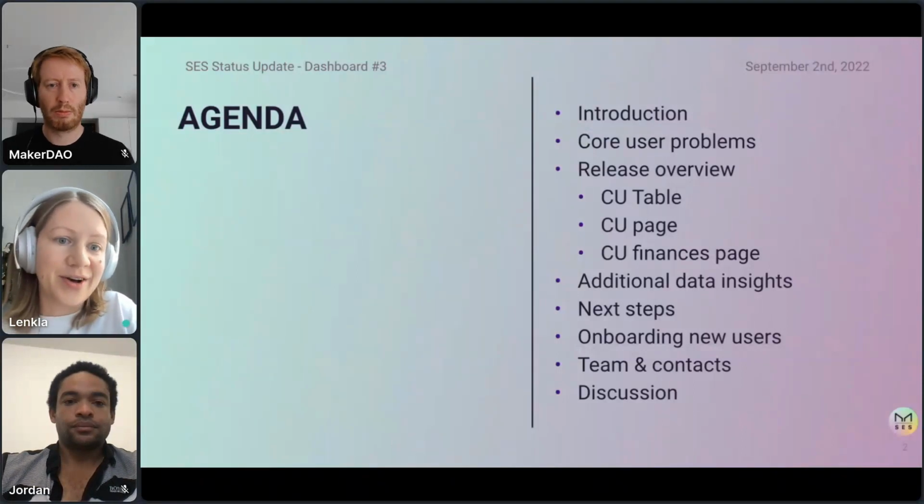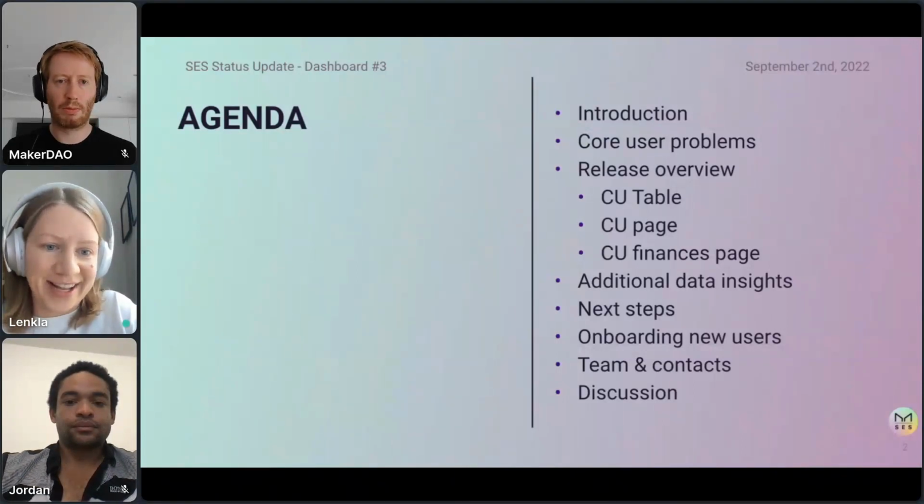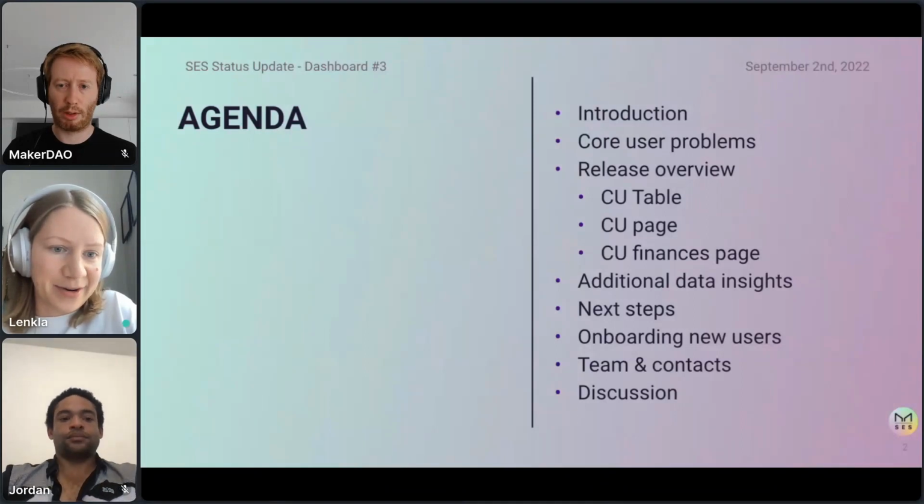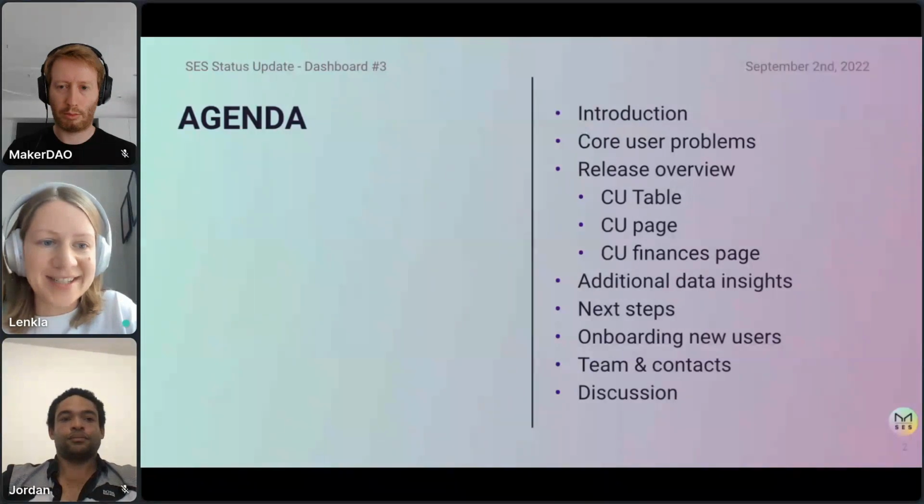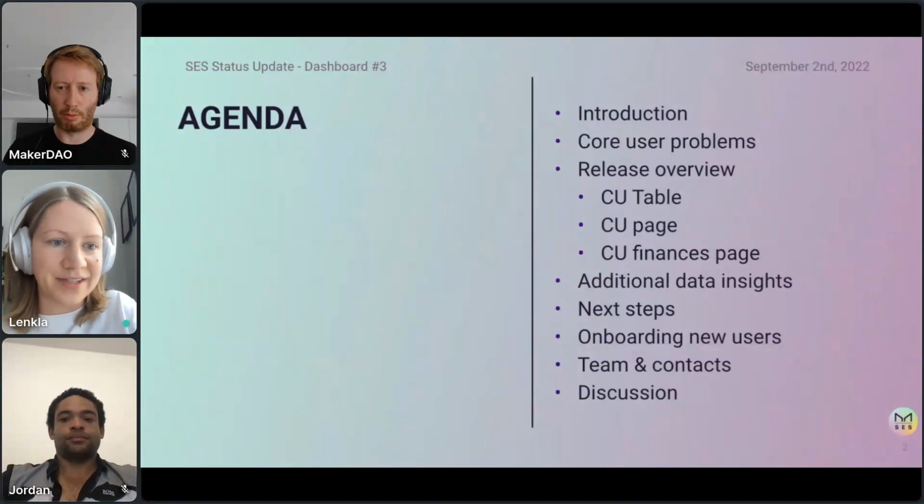Then I'll share with you briefly what our next steps are in terms of this initiative, an important call to action of onboarding more users to get more data, a little bit about our team and who to contact in case of specific questions, and then we would like to have a brief discussion with you as well towards the end.